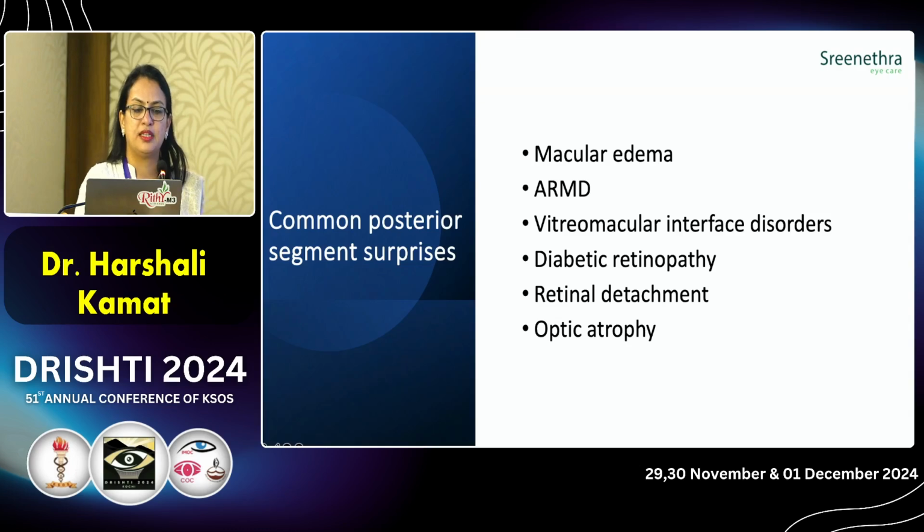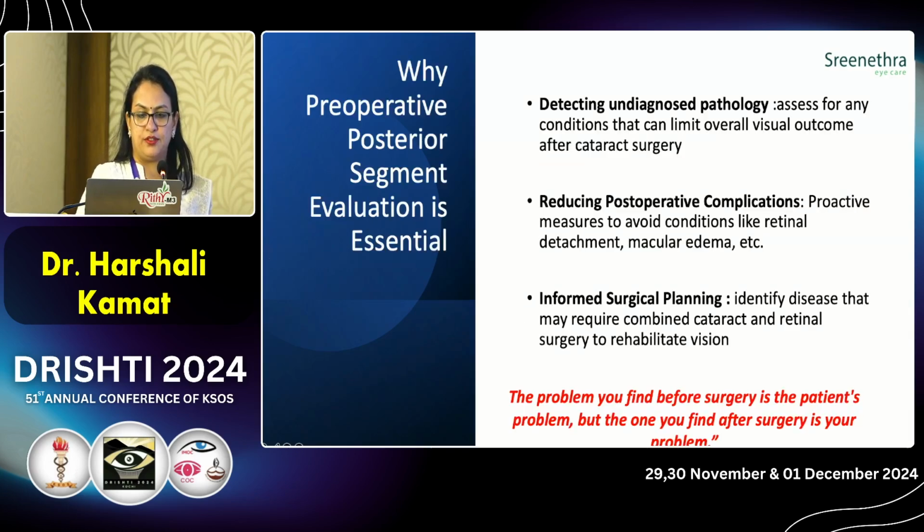The common posterior segment surprises that we often see are macular edema, age-related macular degeneration, either a macular scar, CNVM, or dry AMD, vitreomacular interface disorders such as macular hole, ERM, or VMT, and diabetic retinopathy, proliferative and macular edema, retinal detachment, and optic atrophy. So, why is it so essential?